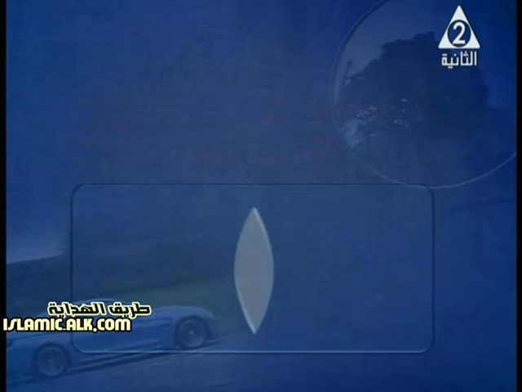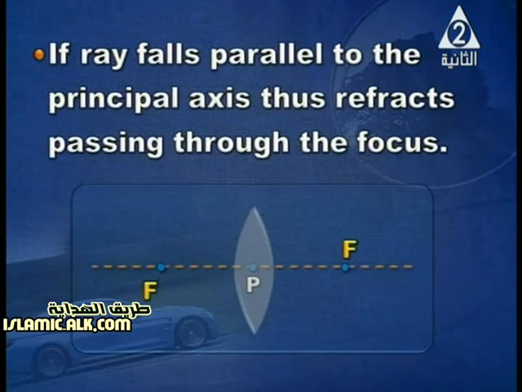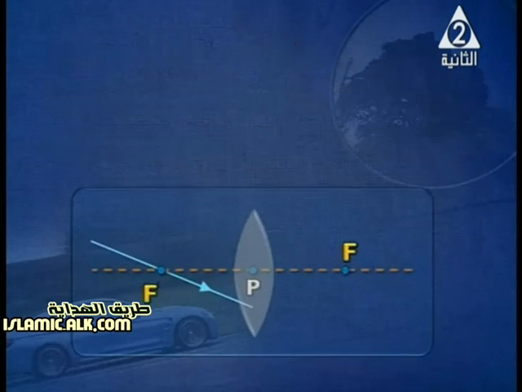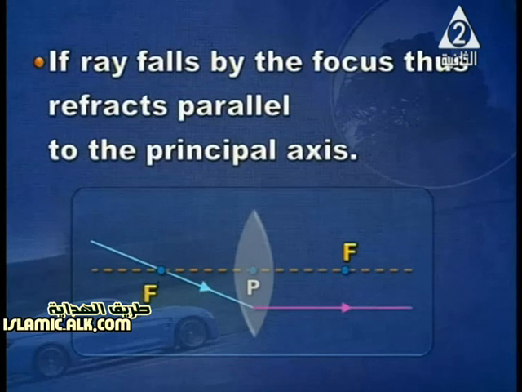Number 2. If the light ray falls parallel to the principal axis, it will refract passing through its focus. This is the light ray which passes parallel to the principal axis. It will refract passing through the focus. If the light ray falls passing through the focus, it will refract parallel to the principal axis. These are the 3 paths of the light ray when falling on the convex lens.